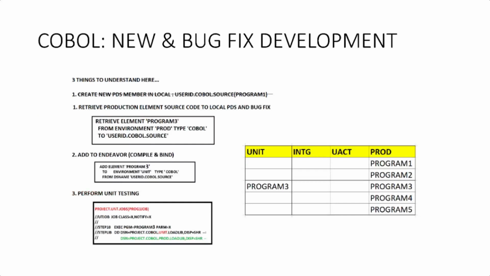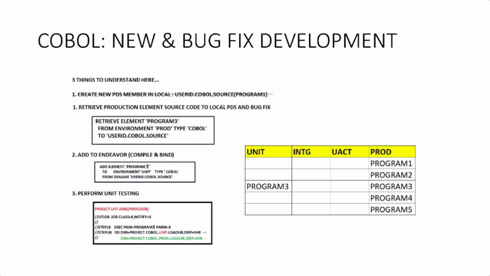Coming to the bug fix, we don't create the new scratch development. We retrieve the first element. Here I have given retrieve method parameters, but don't worry about these method parameters. We will see Endeavor tool operations in the next session. Performing unit testing is also the same: adding and performing unit testing.